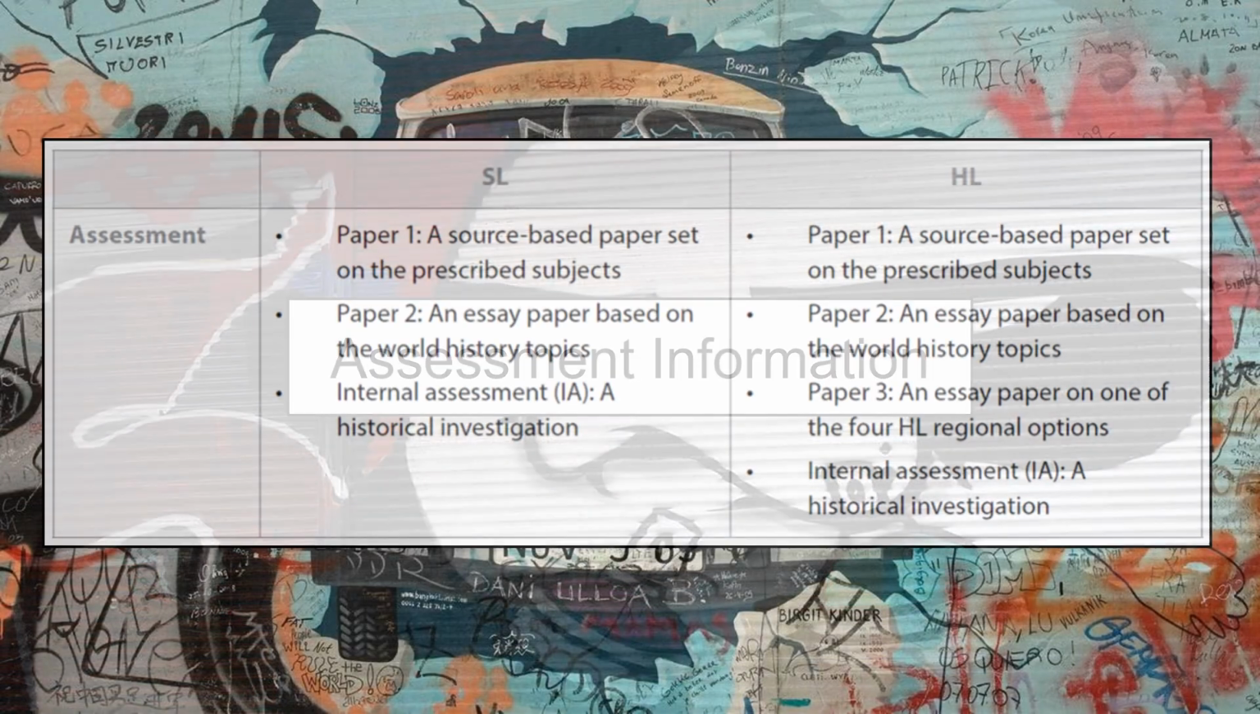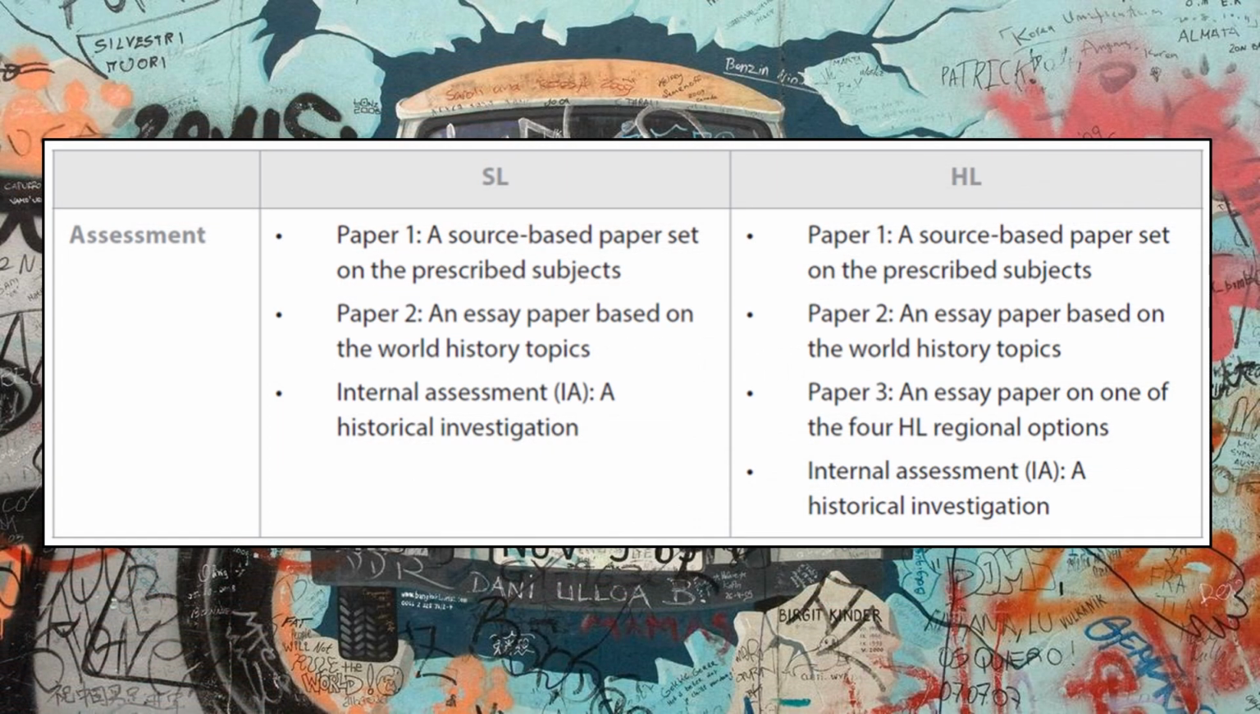This is just assessment information. These are how your exams are going to appear, what type, what topics, everything you need to know about each paper that you're going to take, whether you're standard level, and then there's a section for my higher level candidates. So this is how the assessments are going to appear. Paper 1 is source-based, paper 2 are essay, paper 3 are more essays. Each section, whether you SL or you HL, does an internal assessment.